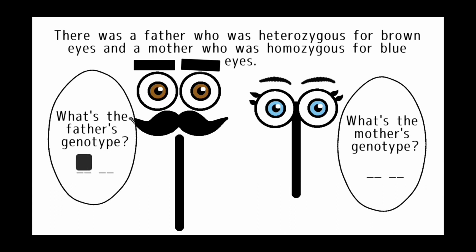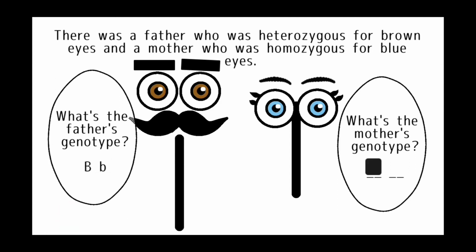Since the father is brown-eyed, we know that the allele must have a capital B in its genotype. But there are two possibilities for this brown-eyed individual. He can either be big B, little b, or big B, big B, because both genotypes express brown eyes. But since the scenario stated that the father was heterozygous for brown eyes, that means he must be big B, little b, since big B, big B is homozygous dominant for brown eyes.